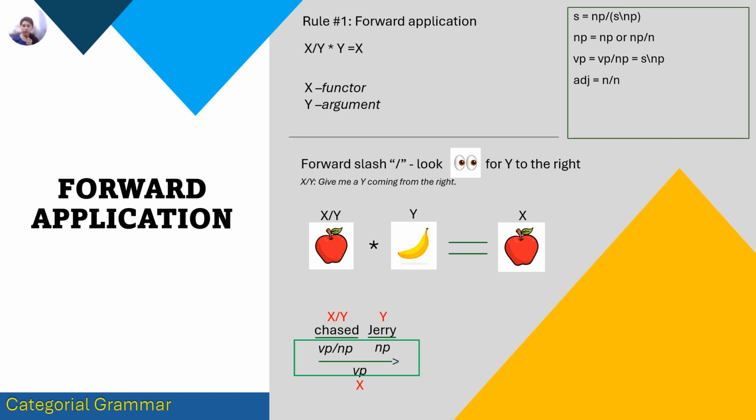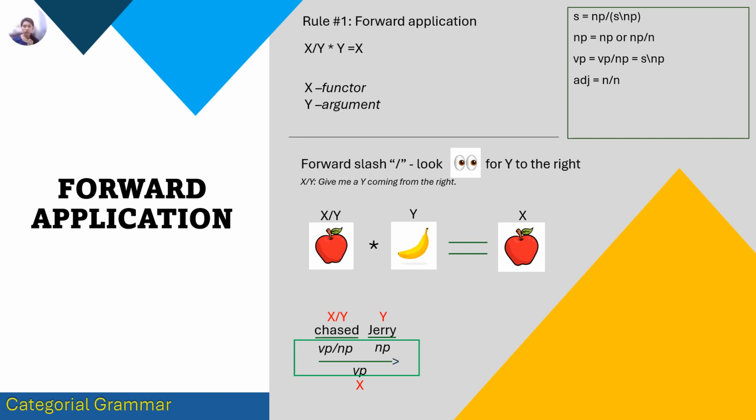To apply this in language, let's have this example: chased Jerry. The verb chased functions as a transitive verb requiring a direct object to complete its meaning. So here, Jerry serves as the direct object. And chased, which is a verb phrase or VP, seeks an accompanying noun phrase or NP to its right. This is indicated by the forward slash followed by NP. Therefore, chased is represented as VP forward slash NP, with Jerry fulfilling the role of the NP.